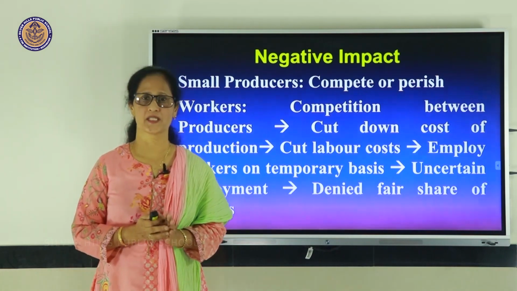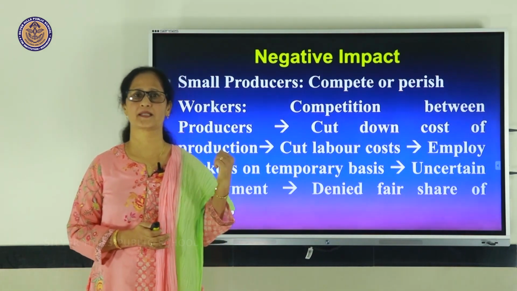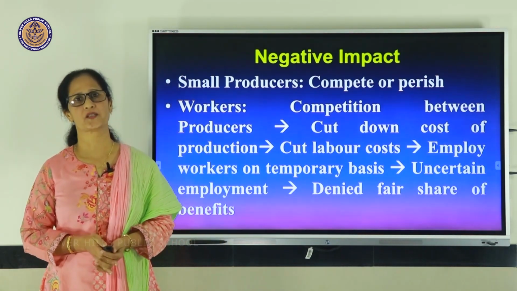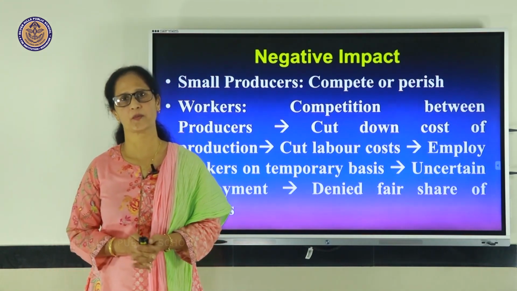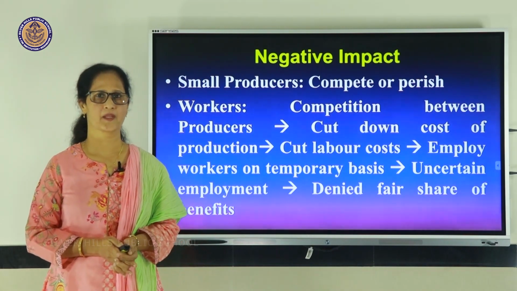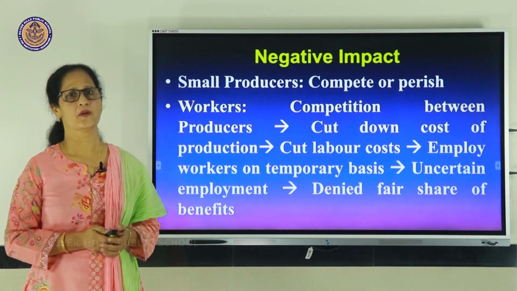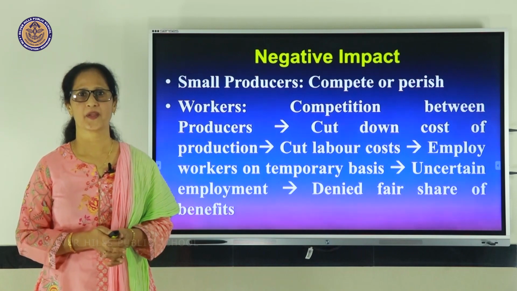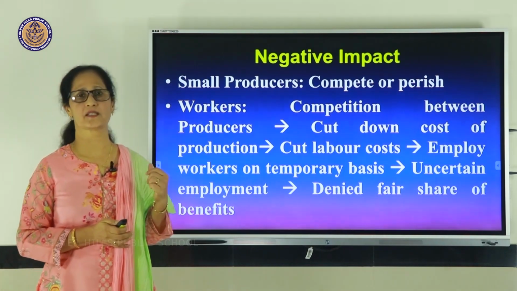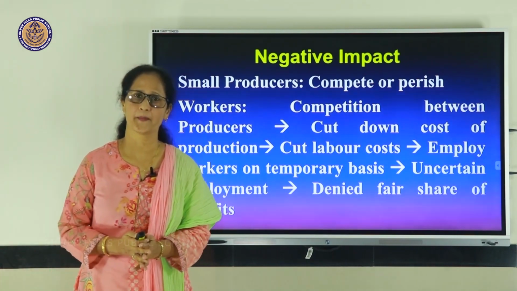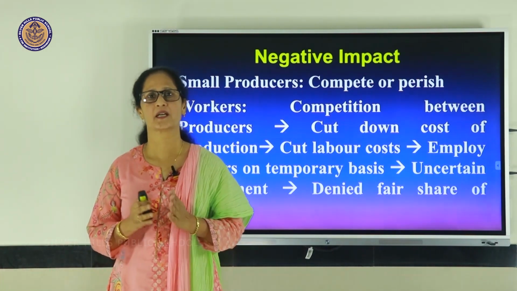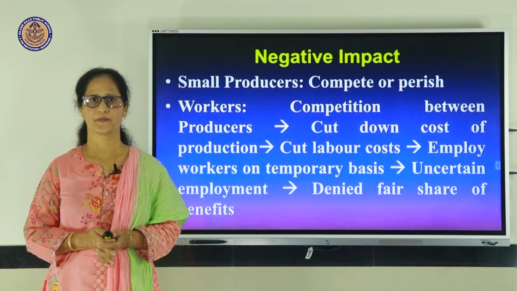So, these are the positive impacts. Now, let us discuss the negative impact of globalization. Who did not benefit from the globalization process? The first group of people who have been hit hard are the small producers or small scale industries. For them, the situation is compete or perish.